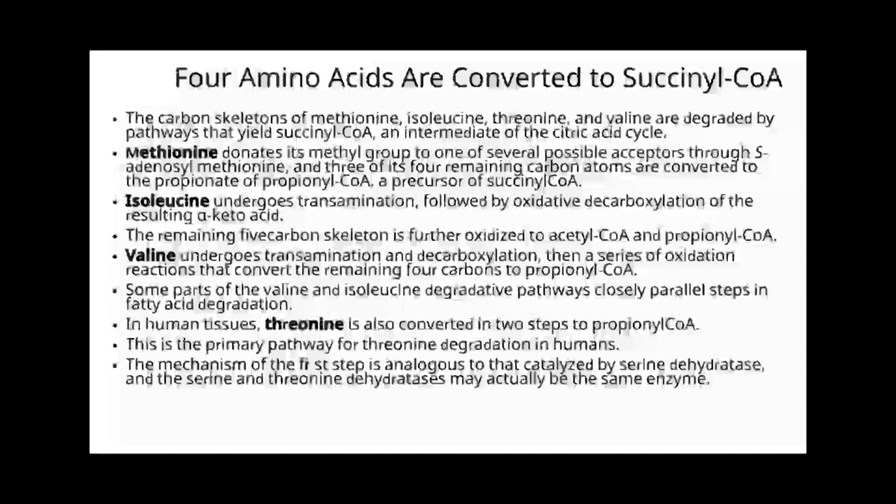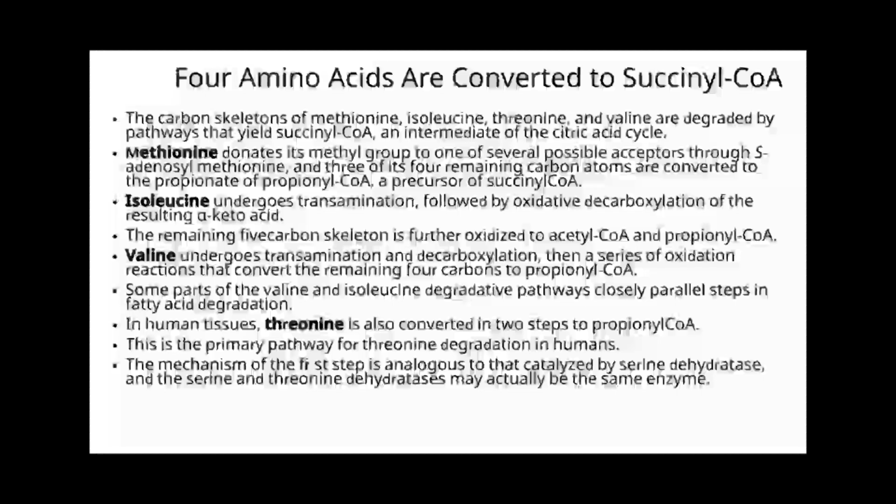The remaining 3 carbons from methionine are converted into propionyl-CoA, which then becomes succinyl-CoA. Isoleucine's pathway begins with transamination, followed by oxidative decarboxylation of the resulting alpha-keto acid.